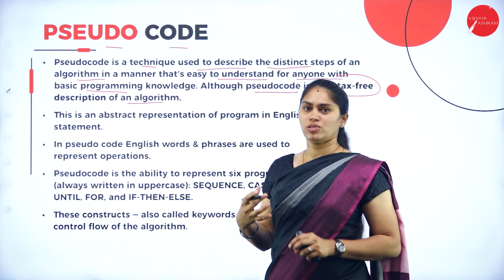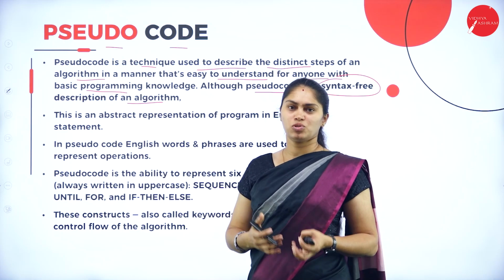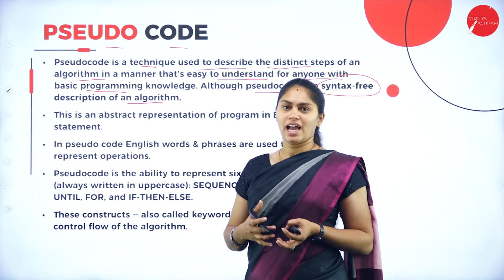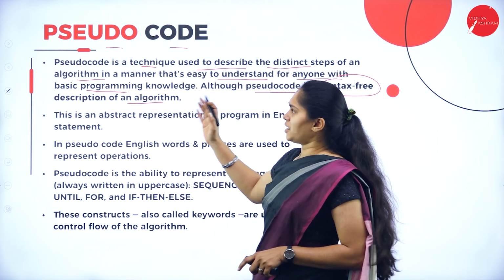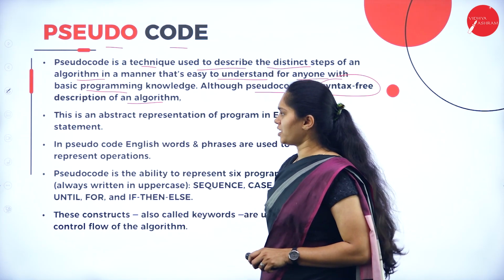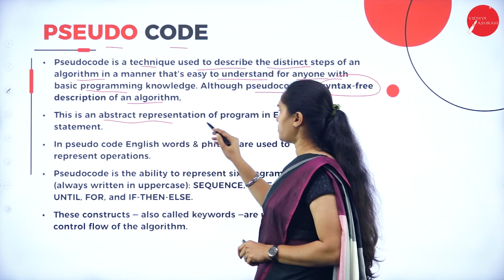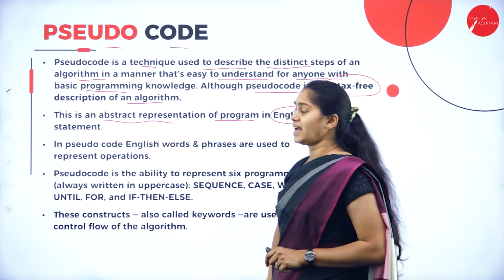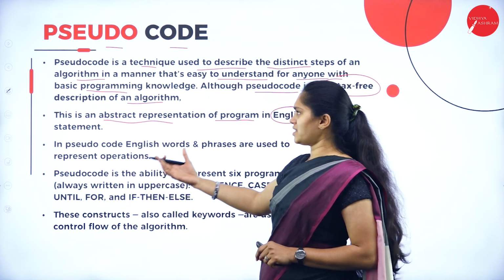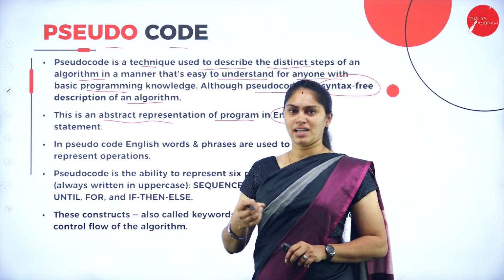So there is no need to use step 1, step 2, step 3 like that. With the help of some constructs, we can represent the pseudocode here, and mainly this is an abstract representation of a program in English statements. So here you can see the starting of a program and taking an input.